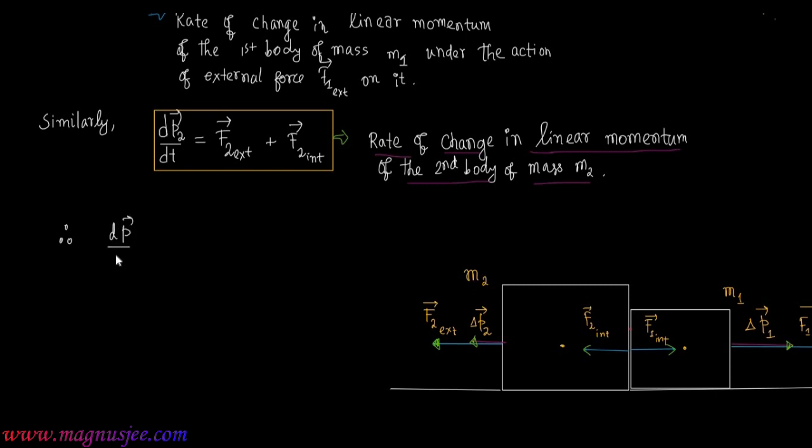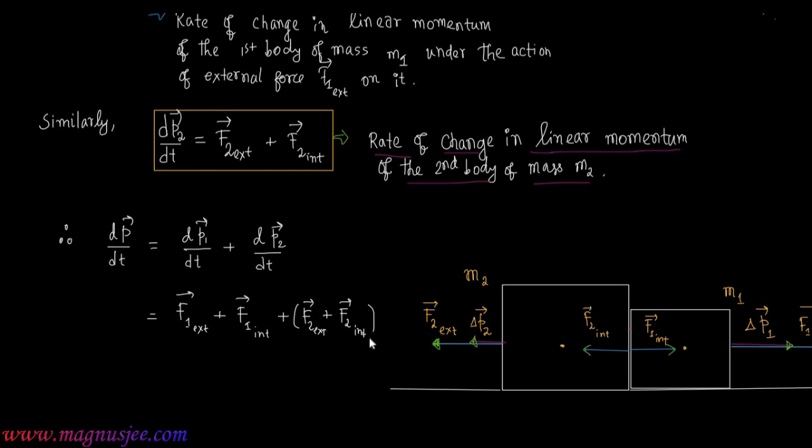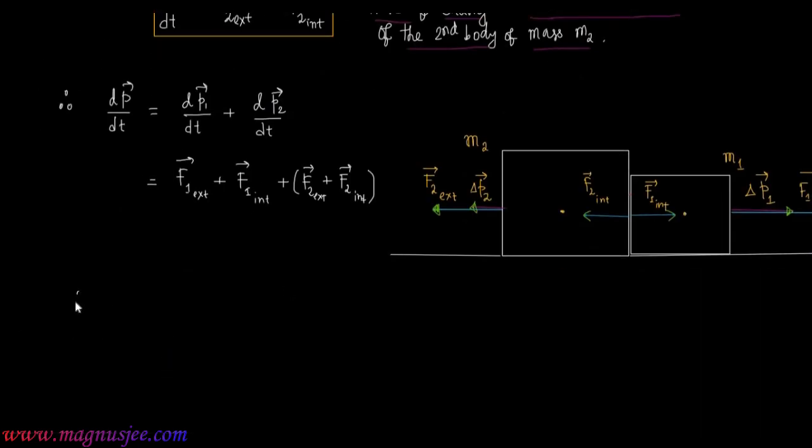Therefore, d vector p by dt, that is the total rate of change in linear momentum of the two bodies, is equal to d vector p1 by dt plus d vector p2 by dt, which is equal to vector f1 ext plus vector f1 int plus vector f2 ext plus vector f2 int.